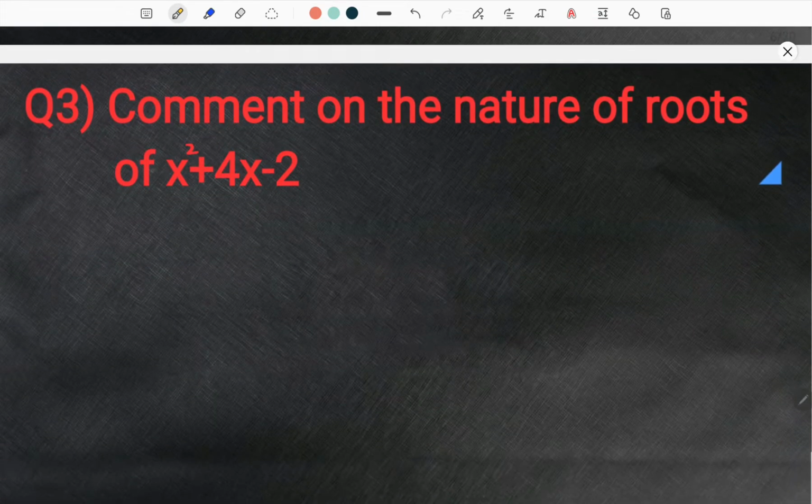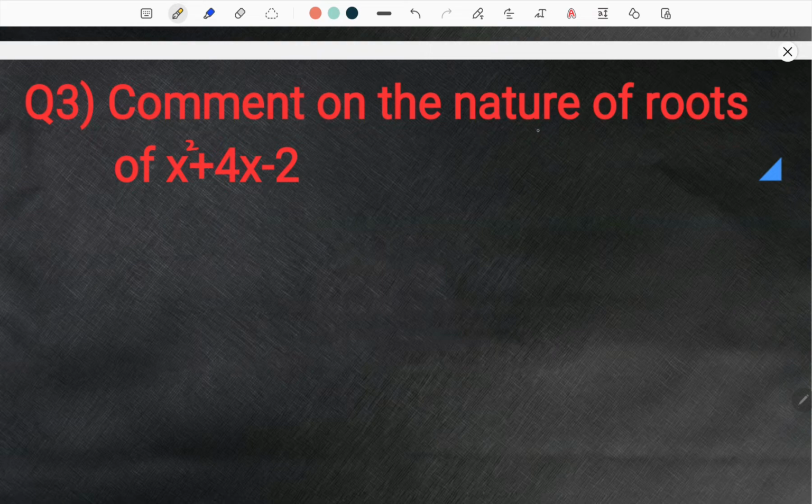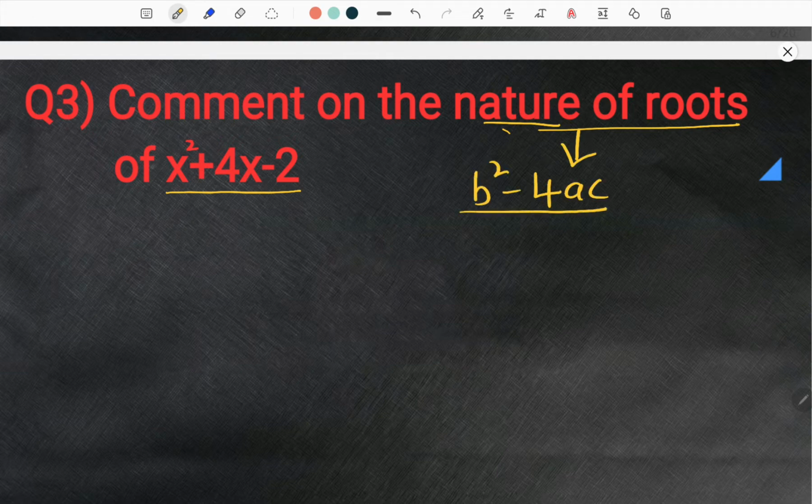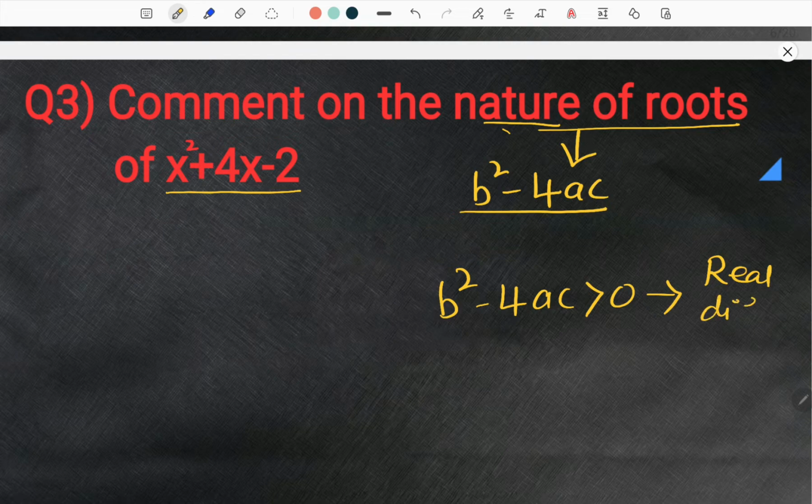Alright, coming to the next question, they are asking to comment on the nature of roots of x square plus 4x minus 2. Now, how to find out the nature of roots? Nature of roots has to be calculated through b square minus 4ac only. So based upon this value, we have the nature of roots, right? You know the basic understanding, I hope. If b square minus 4ac is greater than 0, what kind of roots will be there? Real roots are there and different roots are there.